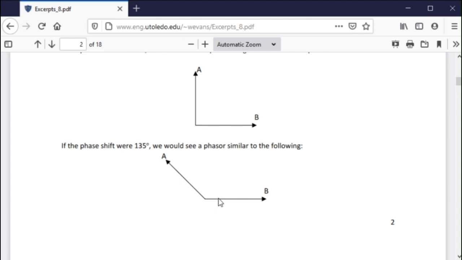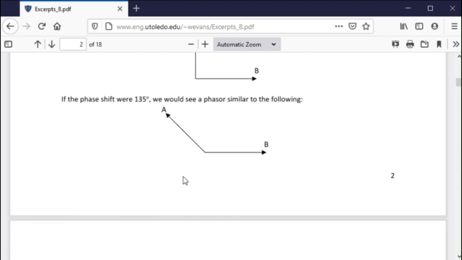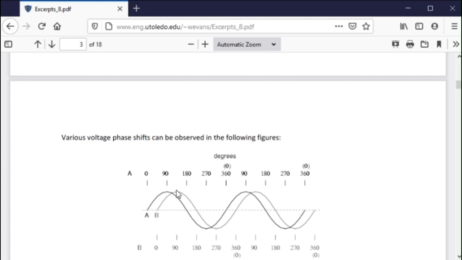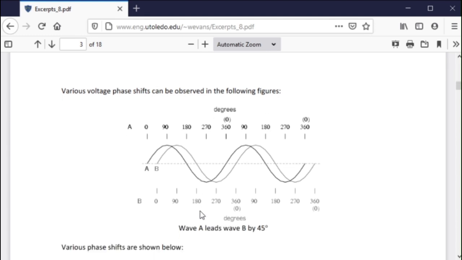So if you have a phase shift, we would say something like this. If we have a phase shift of 135 degrees, we would see a phasor similar to the following. Here would be our original one, and here would be our phase shift of 135 degrees. So if we do have a shift, it's measured in degrees, and it's measured with respect to the peak, or it could be with respect to where they cut through the x-axis. Either way works.